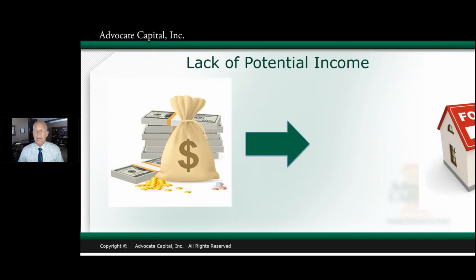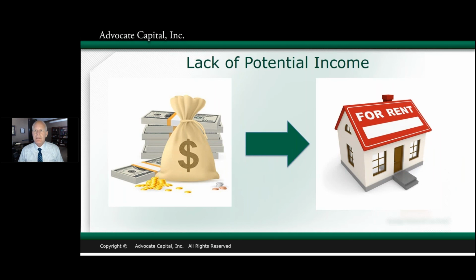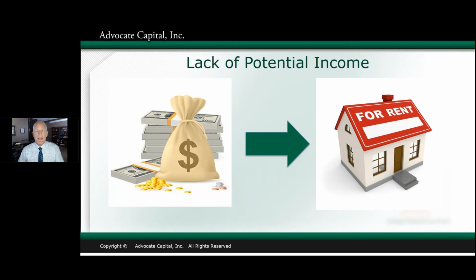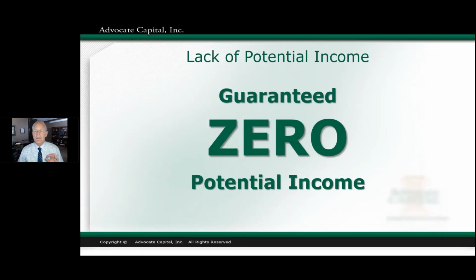Well, if you had your $500,000 in your hand and you could use that for something, you could convert it into an asset that could generate some income. So going back, you could buy a house and rent it and generate some income from that. You could do other things with it as well to generate income, but you're guaranteed 0 potential income from your case expenses. That was number 3.